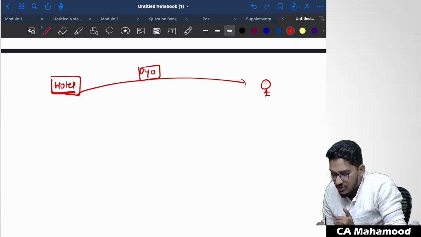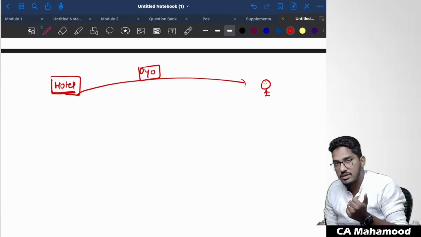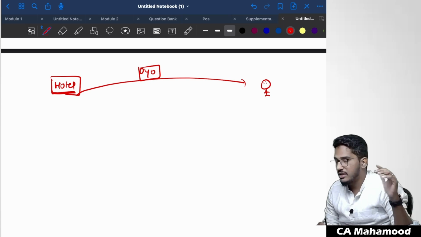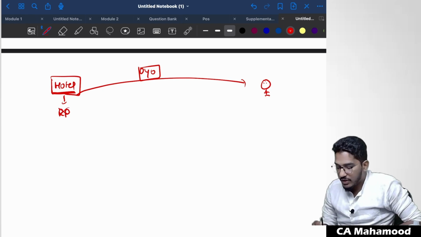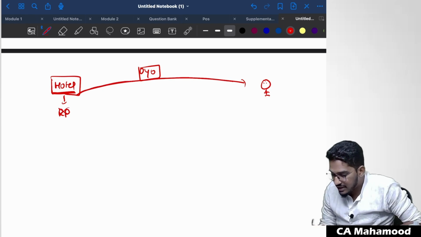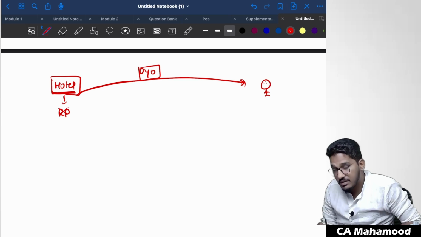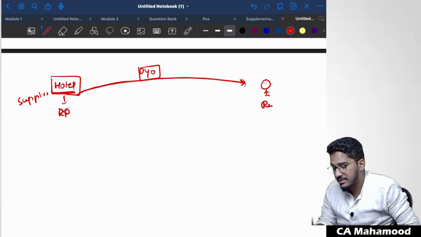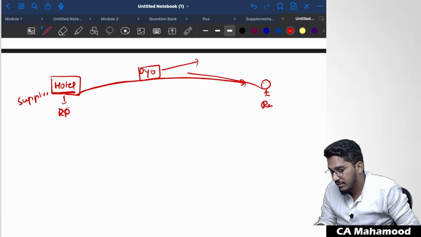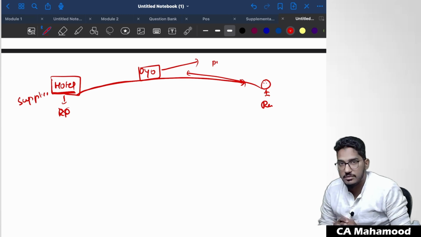Now, this hotel is not liable for registration. This hotel's aggregate turnover in the preceding financial year did not exceed the applicable threshold limit, so it is not required to get registered. So if the service of accommodation is provided through the e-commerce operator and the supplier of that service is not liable to get registered, in these cases this hotel will not collect the GST from the recipient. This e-commerce operator only will collect the GST and pay it to the government. Able to understand? Let us take another case.